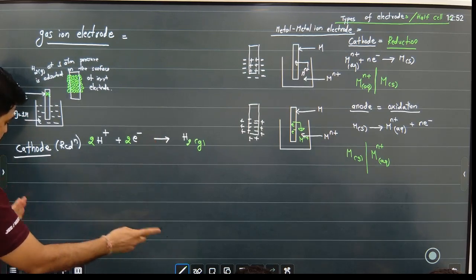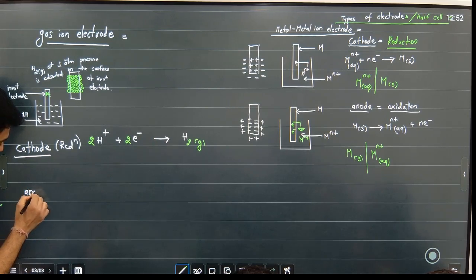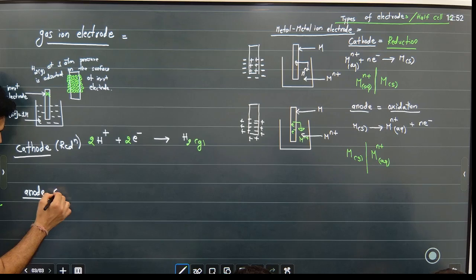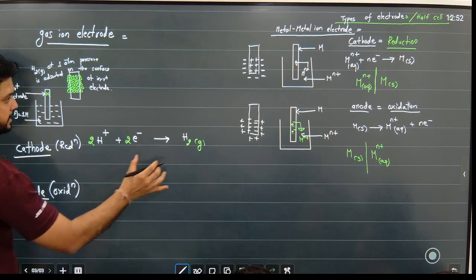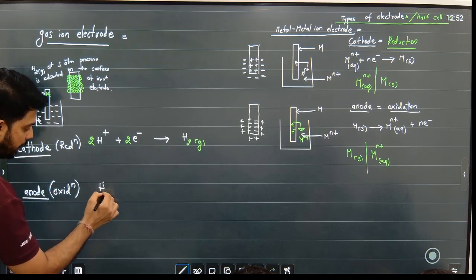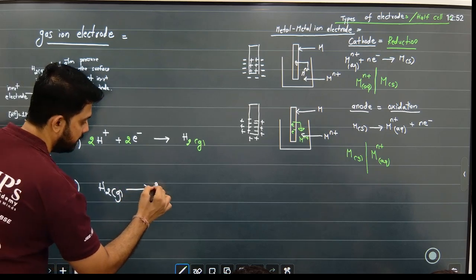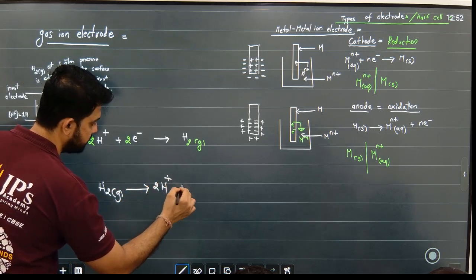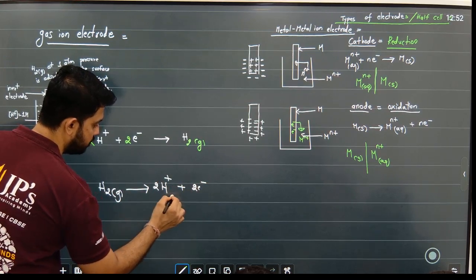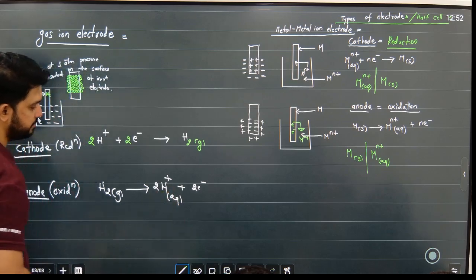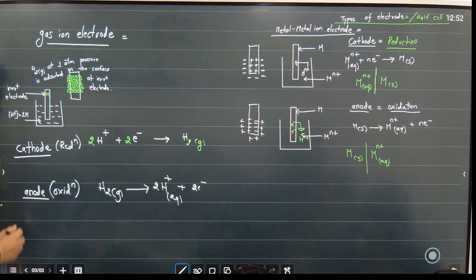This can also behave like anode. When it behaves like an anode, क्या होने वाला है? Oxidation. इसी का उल्टा H2 gas will come into the solution. So H2 gives 2H plus plus 2e minus. Did you people get that?